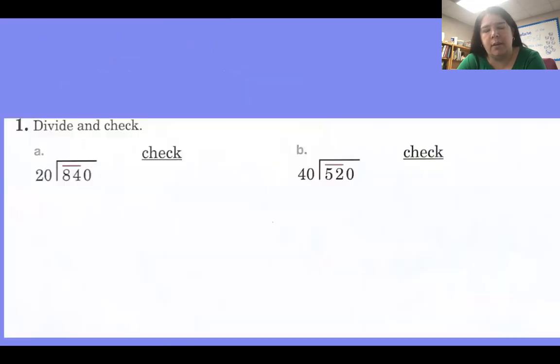All right. On your worksheet today, you should have these questions. 840 divided by 20. We're going to go through them fairly quickly because this is not hard, boys and girls, but you do need to follow the steps and write down all your work.